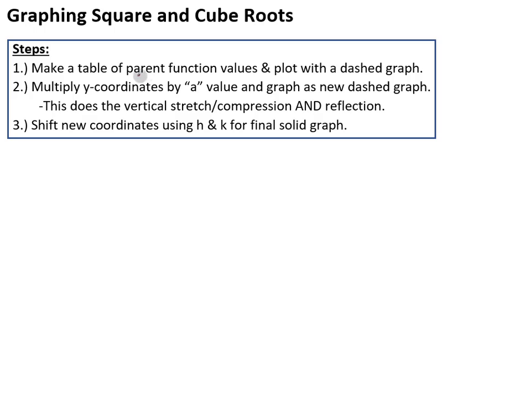So we're going to start by graphing the parent function values, which we're going to go over in a second, and then plot those in with kind of a dashed graph. So kind of set up what the parent function would look like. Then we're going to multiply all of the y coordinates, so don't change x, just the y coordinates, by our a value. And that's going to do the vertical stretch or compression, and any reflection over the x-axis, all at the same time. After we've done that, if we have an h and k value, meaning we need to shift left or right or up or down, then we'll move our new points to those final locations and graph our final graph.